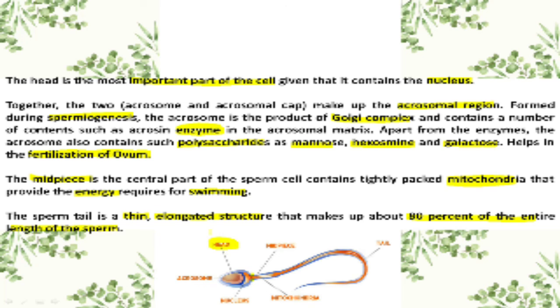So this is the structure of the sperm, and you can categorize the structure into head, middle piece and tail. So this much is for spermatogenesis and the structure of the sperm.